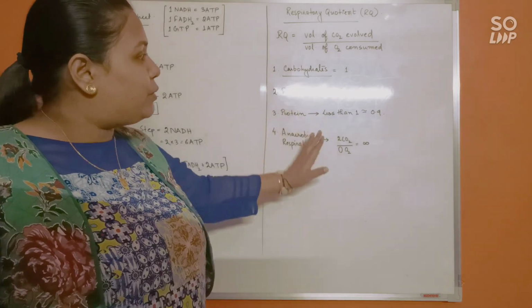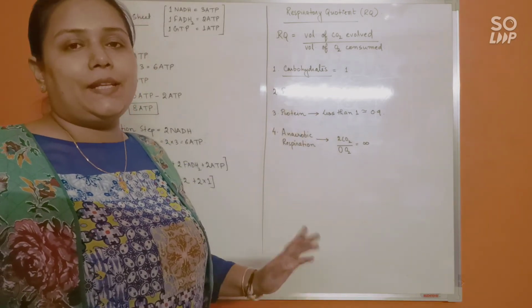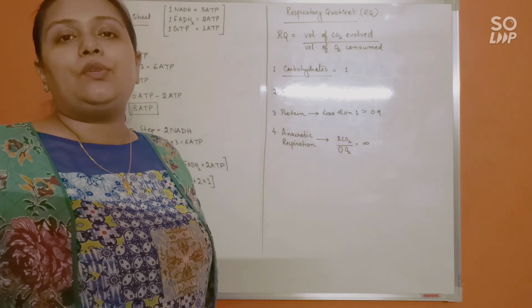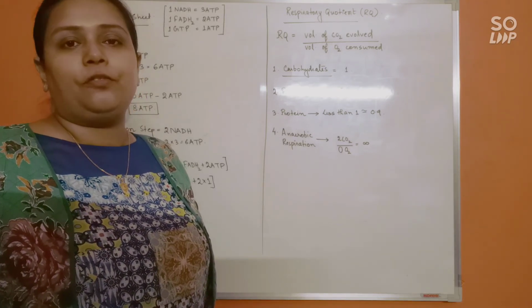So keep these values in mind: 1 for carbohydrate, less than 1 for fats and protein, and infinity for anaerobic respiration. With that, we come to an end of this chapter. I hope all of you have understood it well.